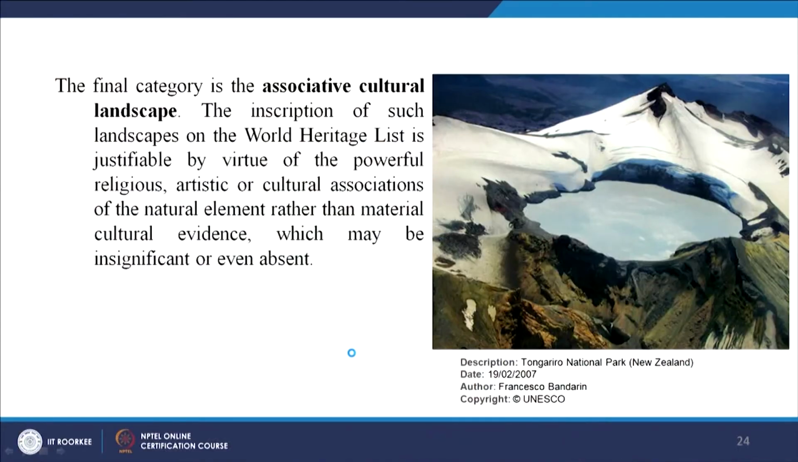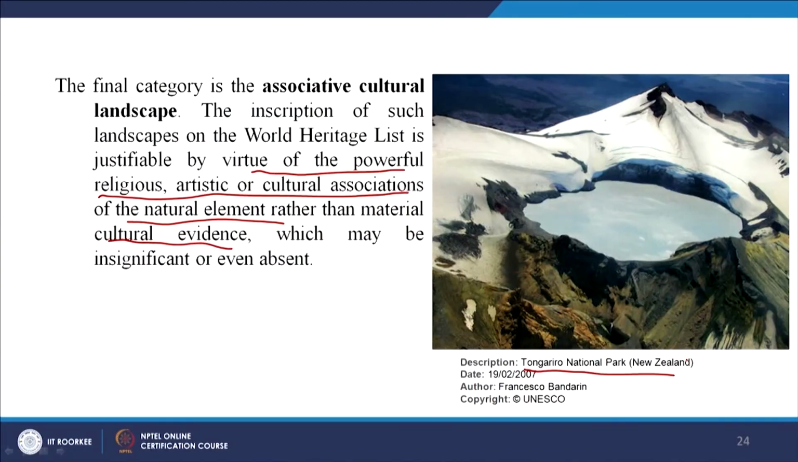And the final category of these cultural landscapes is the associative cultural landscape. It's not just the material form, but the non-material form, by virtue of powerful religious, artistic and cultural associations of the natural element rather than material cultural evidence, which may be insignificant or even absent. A good example of how intangible elements also associate with these cultural landscapes is Tongariro National Park in New Zealand, in the Polynesian and Melanesian cultures.